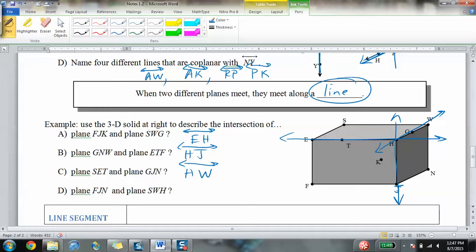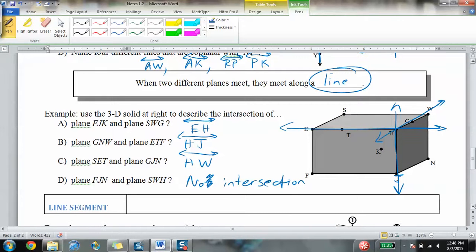So FJN is actually the bottom of the box, and SWH is the top of the box. So we're looking for the intersection of the top and the bottom of the box. Well, the top and the bottom of the box are actually never going to meet. They are going to be parallel to each other, a concept that we'll explore later. So there's actually no intersection of those two planes. They're never going to touch each other.